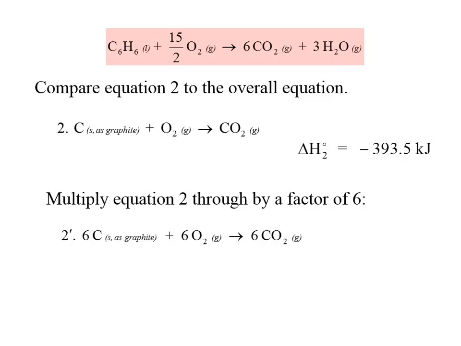So of course now we're going to have to multiply the heat of the reaction, the enthalpy of the reaction, heat of the reaction, it's the same thing. So delta H2' is 6 times 2. So if you take 6 times negative 393.5 kilojoules, you should get negative 2,361.0 kilojoules.